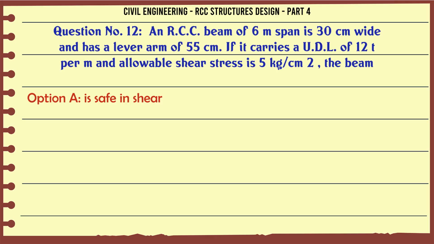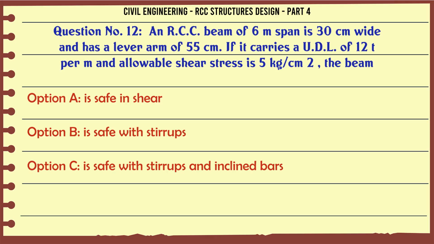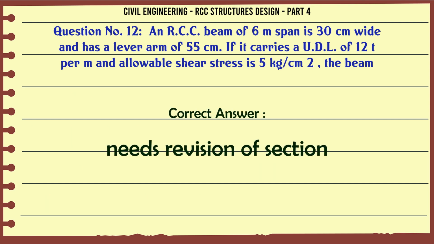An RCC beam of 6 m span is 30 cm wide and has a lever arm of 55 cm. If it carries a U.D.L. of 12 T per m and allowable shear stress is 5 kg/cm2, the beam: A. is safe in shear, B. is safe with stirrups, C. is safe with stirrups and inclined bars, D. needs revision of section. The correct answer is needs revision of section.